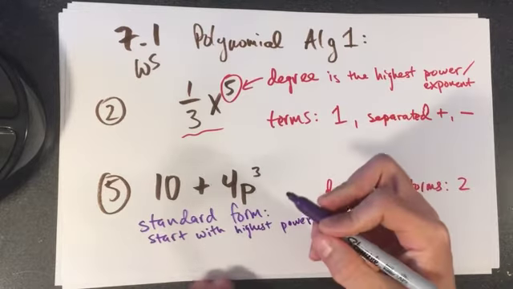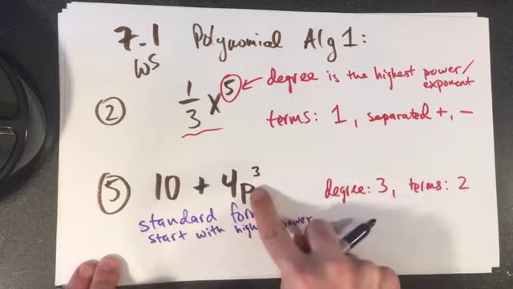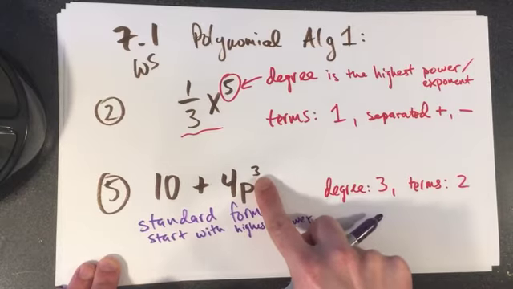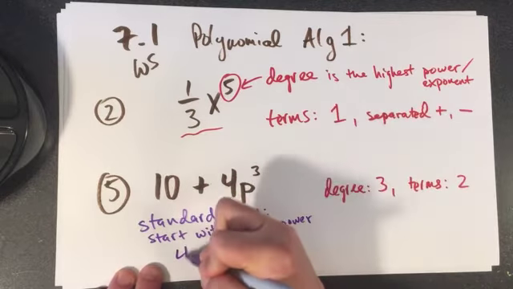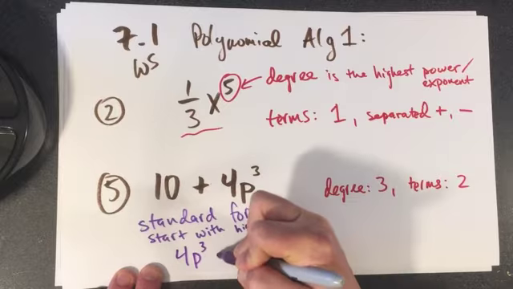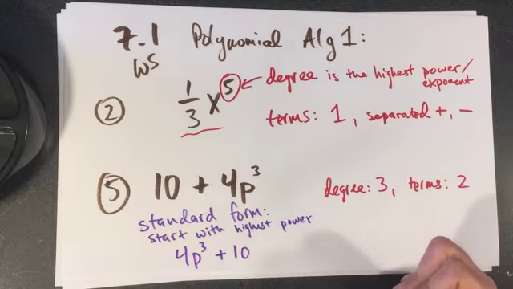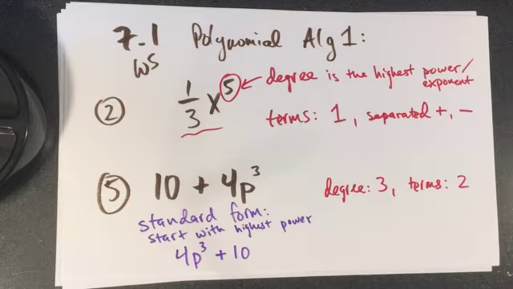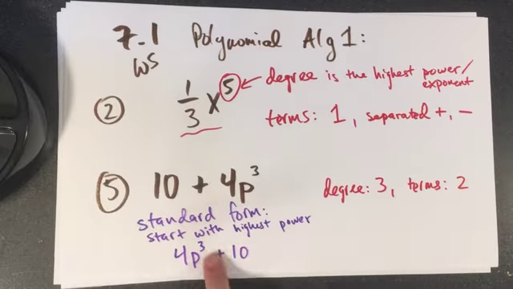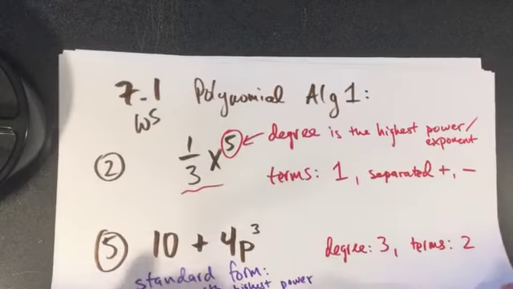And descend. So here, our highest power is 4p to the 3rd power. So we should write it in standard form as 4p to the 3rd power plus 10. Perfect. So that's how we look at standard form. You have to rearrange that, and we want to get used to writing polynomials always in standard form. That's the first section. Let's talk about adding and subtracting polynomials now. That's the next stage.